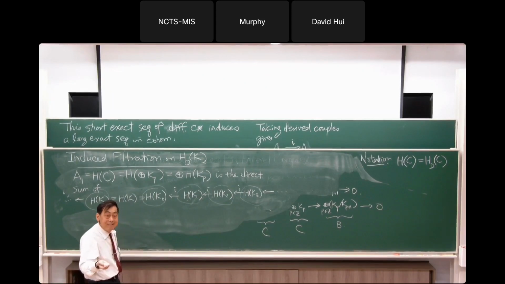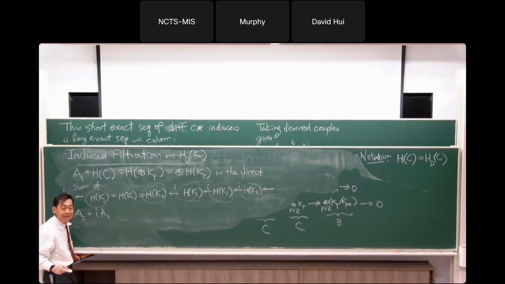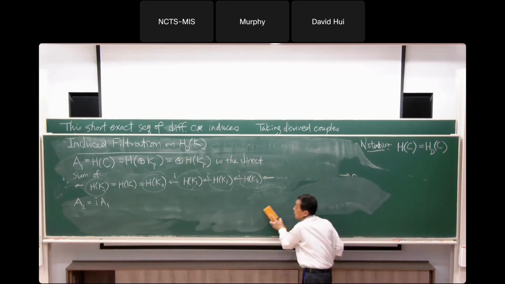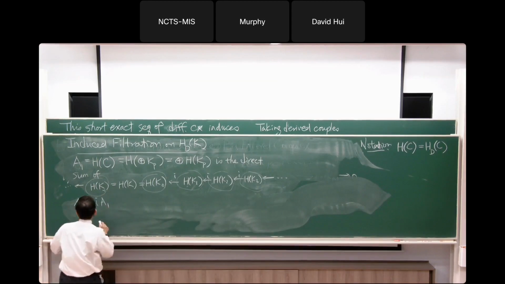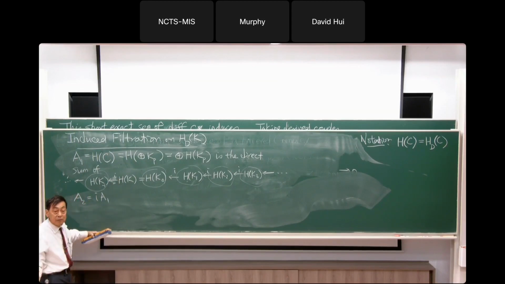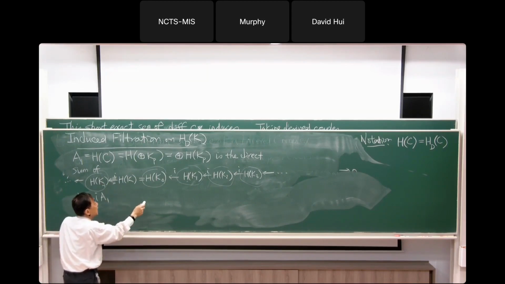Now, A2, by the definition of an exact couple, A2 is I of A1. So you just apply I to all the terms. But here there's this map I, which is equality. So when you apply I to H of K, you still get H of K.